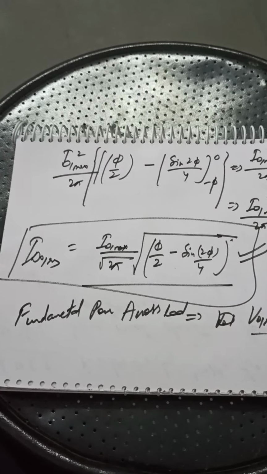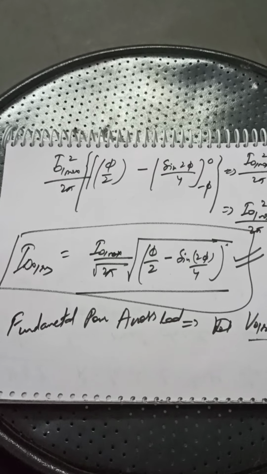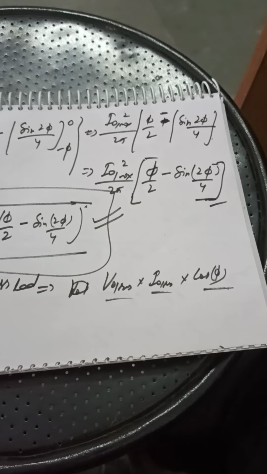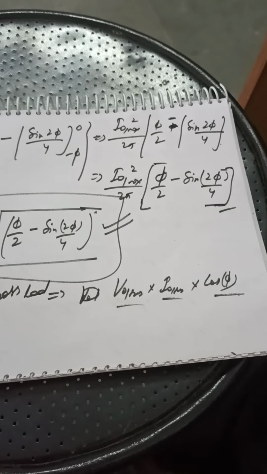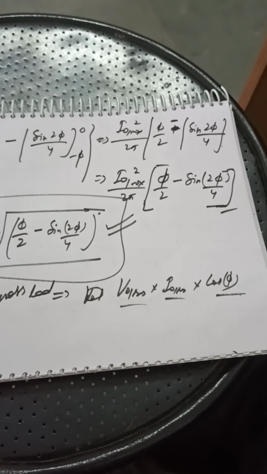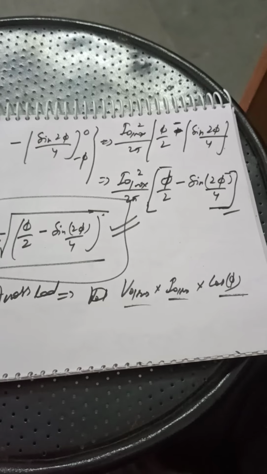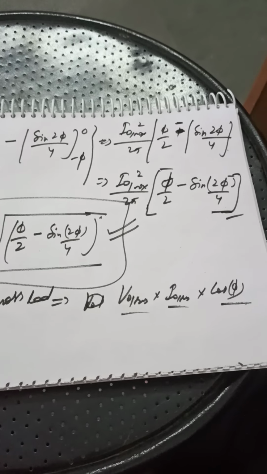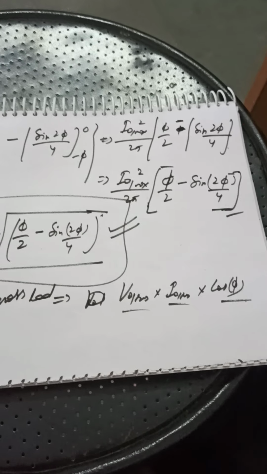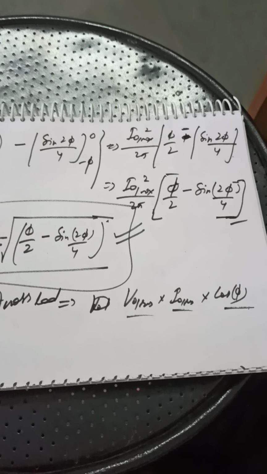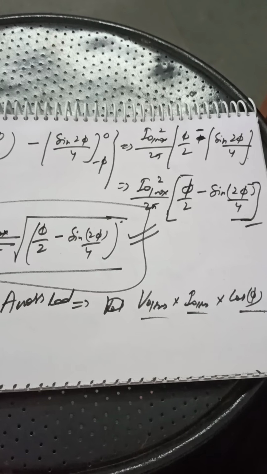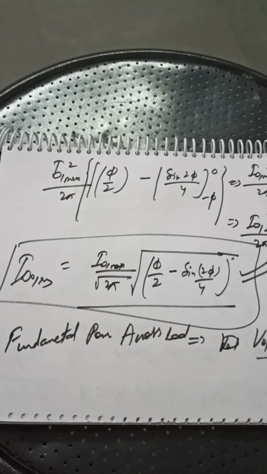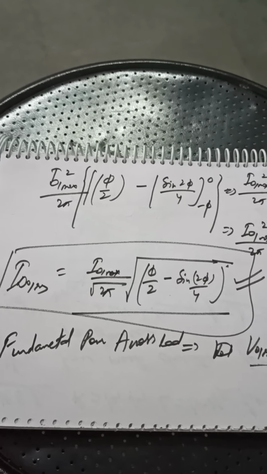we will get the expression of I d naught 1. You can easily see the expression of I d naught 1 is coming out to be I naught 1 max square by 2 pi times 5 by 2 minus sin 2 phi by 4. And then we have to take the square root of this entire expression. Why is the square root important? Because we are talking about the RMS component of the fundamental output current, not the average current. This is the fundamental RMS current expression.